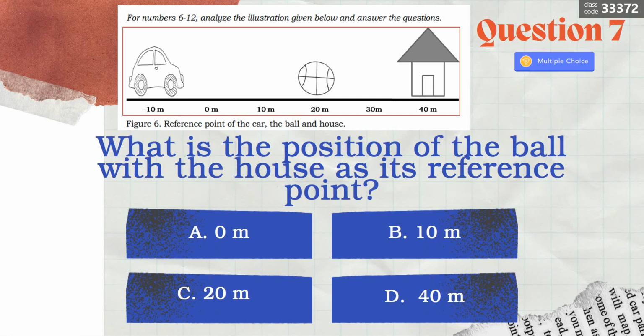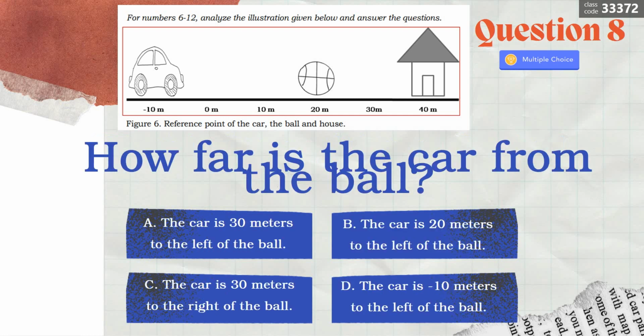Number 7. What is the position of the ball with the house as its reference point? Is it A, 0 meter, B, 10 meters, C, 20 meters, D, 40 meters? Very good. It's letter C, 20 meters. Number 8. How far is the car from the ball? A, the car is 30 meters to the left of the ball. B, the car is 20 meters to the left of the ball. Or C, the car is 30 meters to the right of the ball. Or D, the car is negative 10 meters to the left of the ball.